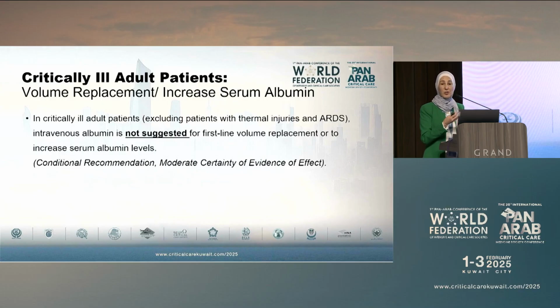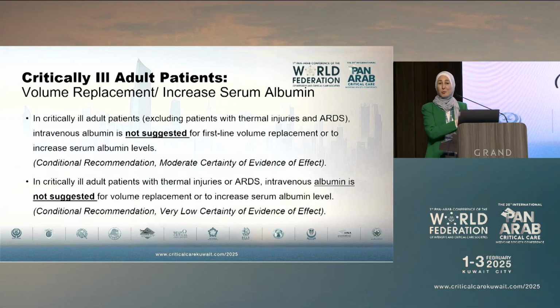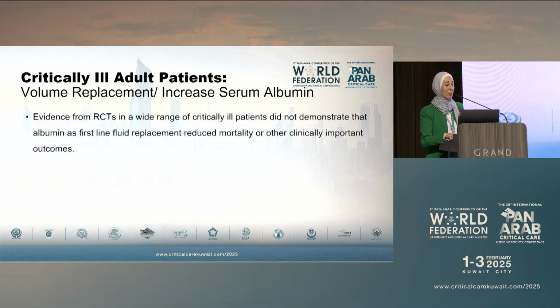So the recommendation was that in critically ill patients, excluding patients with thermal injuries and ARDS, IV albumin is not suggested for first-line volume replacement or to increase the albumin levels. So, for both of those indications, it's not recommended. Now, what about those patients that they excluded, the thermal injuries and the ARDS? They had pretty much the same recommendation, that albumin is not suggested for those groups of patients. It's just that the level of evidence was even weaker for those patients. So that's why they got separated into a separate recommendation. But again, in both cases, they were not recommended.